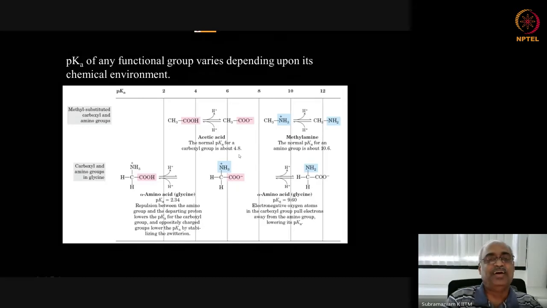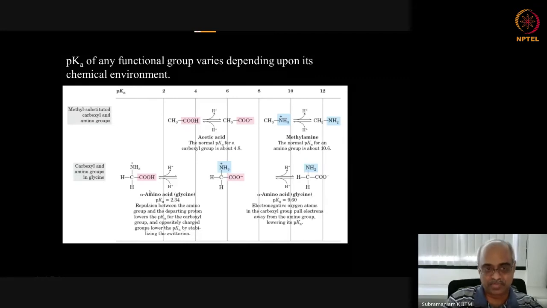And if you look at the pKa for the same carboxyl group, but in the context of glycine, you have a much lower pKa value. What it means is that at a much lower pH, this will readily dissociate already. In an acidic condition itself, it will start dissociating. The reason is this molecular environment.